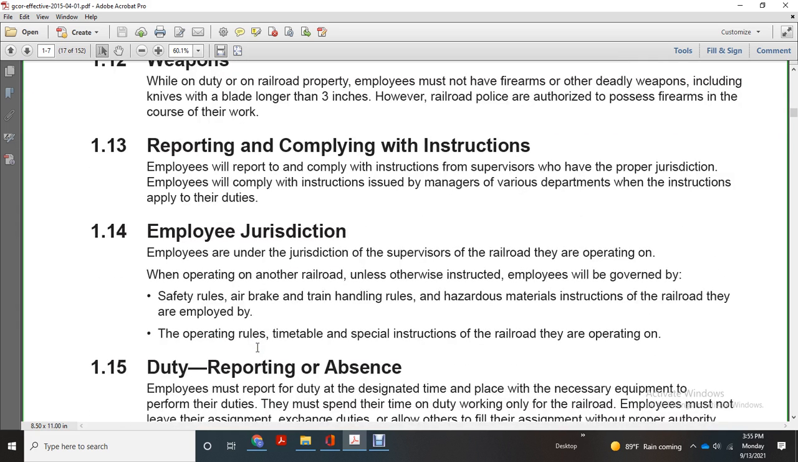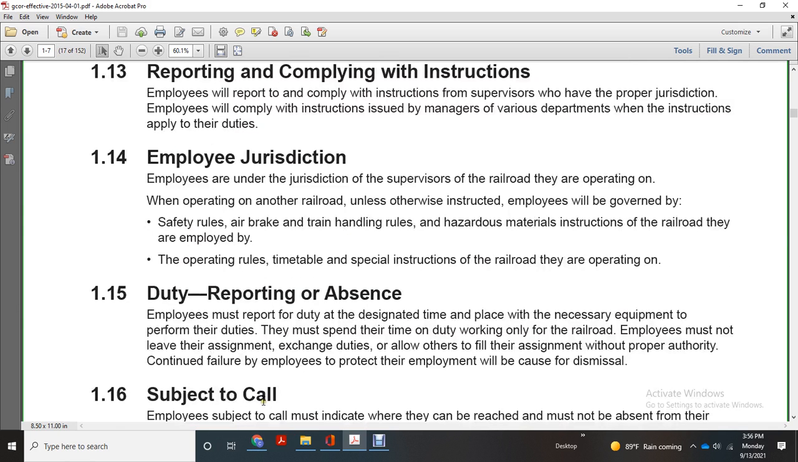Employee jurisdiction. Employees are under the jurisdiction of the supervisor of the railroad on which they are operating. Otherwise, employees will be governed by the safety rules, air brake and train handling rules, hazardous material instructions, operating rules, timetable, and special instructions of the railroad that they are employed by or operating on.